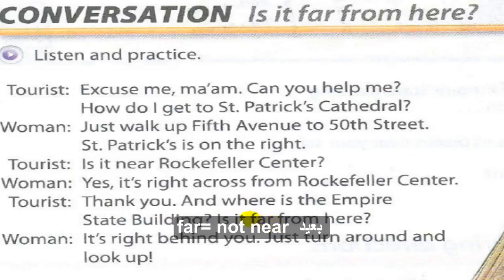Is it near or far? It's near. It's right behind you. This is exactly behind you. So right here, it's right behind you. Right here means exactly, directly, exactly behind you. Just turn around and look up. Just look up. This is the Empire State Building.